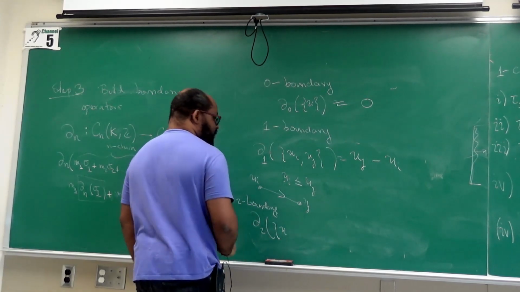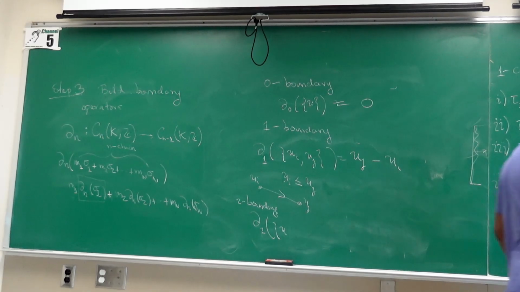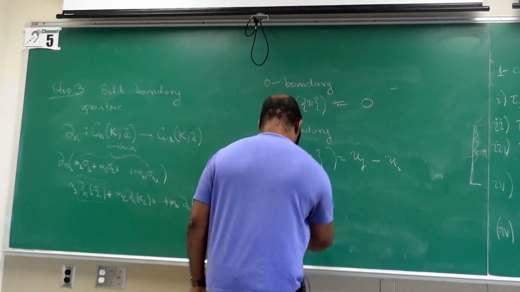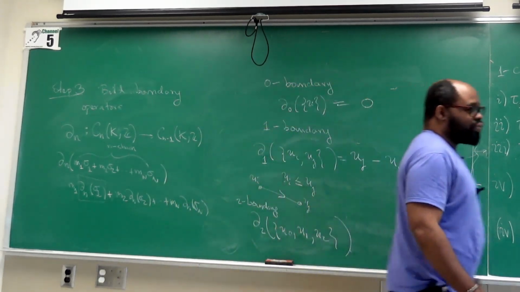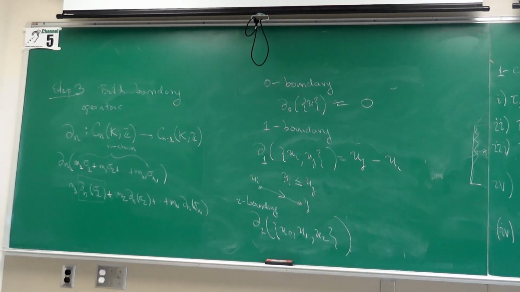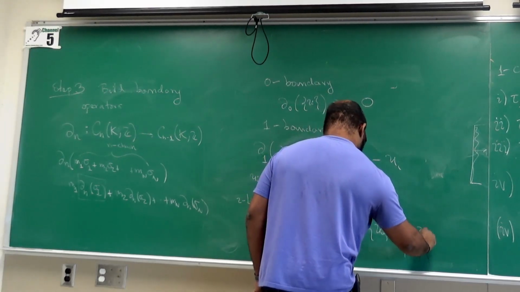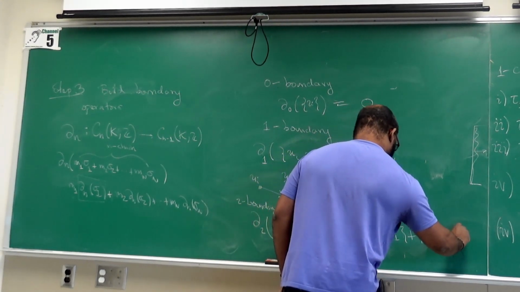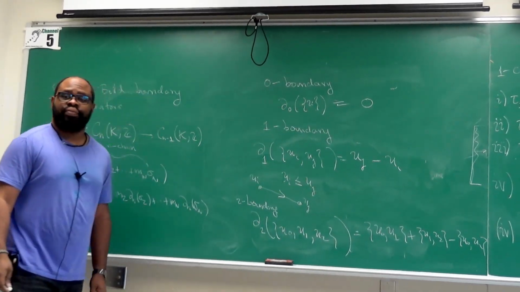And now if you're going to compute the two boundary of a two simplex, so let's say, let me use sigma over here, u0, u1, and u2. Right, so what is the boundary? It is [u0, u1] + [u1, u2] - [u0, u2].